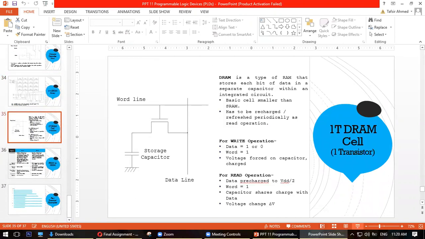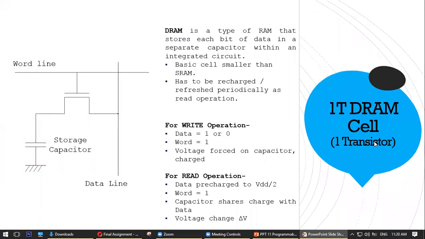So here, next is the one transistor DRAM cell, or 1T DRAM cell. That means one transistor only. The previous one was the 6 transistor SRAM. From here you can understand the SRAM is much bigger for 1 bit. For 1 bit of information, SRAM is bigger, DRAM is smaller.